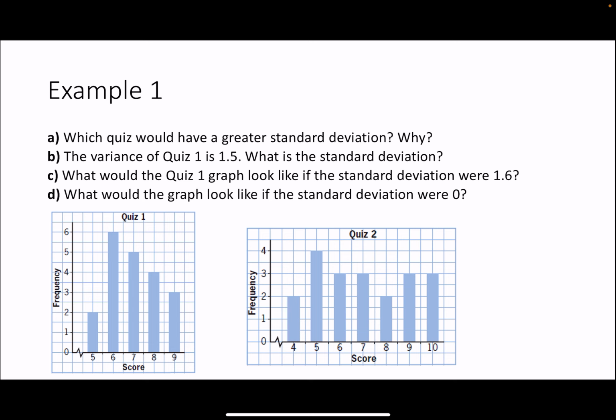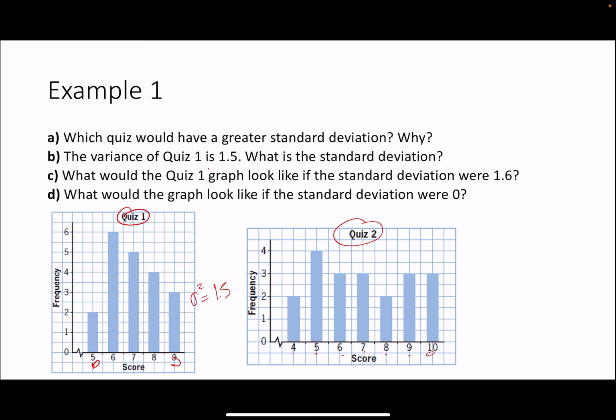So here's an example to check your understanding. I have two quizzes. These are the quiz scores, right? 4, 5, 6, 7, 8, 9, and 10. And here it only goes from 5 to 9. Which quiz would have the greater standard deviation and why? The variance of quiz 1 is 1.5. What is the standard deviation? Well, you just take the square root of that. What would the quiz 1 graph look like if the standard deviation were 1.6?